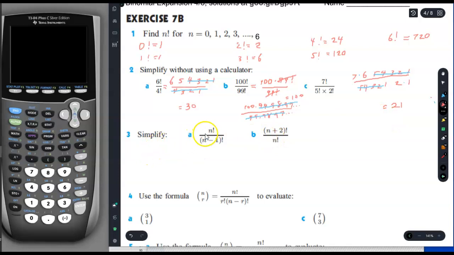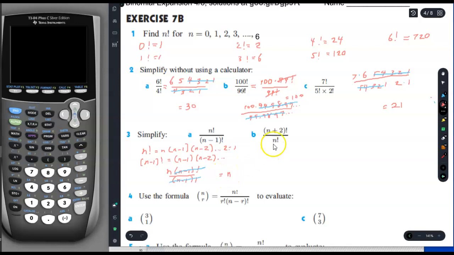Okay. Number 3, simplify n factorial divided by n minus 1 factorial. Now remember, n factorial is equal to n times n minus 1 times n minus 2, all the way to 2 times 1, right? So actually, n minus 1 factorial is almost the same thing. It just doesn't have the n here. So basically, n factorial is equal to n times n minus 1 factorial, right? And the bottom is n minus 1 factorial. So the n minus 1 factorials cancel out, and you're just left with n.